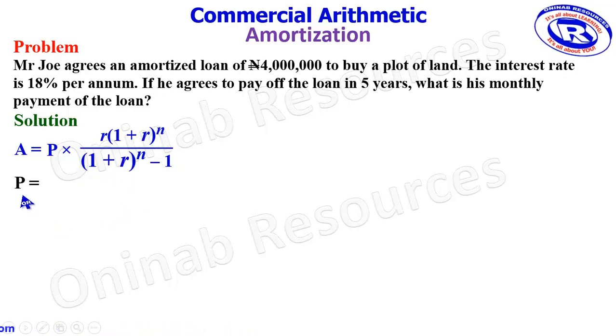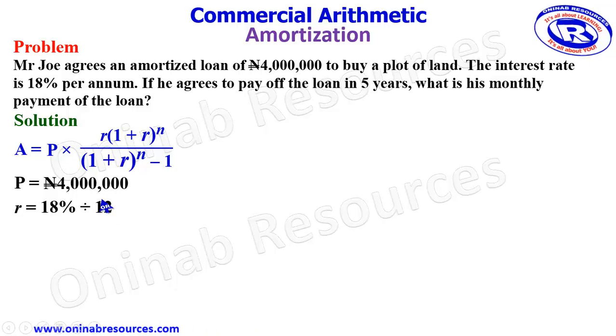So for our P, this is the total amount of the loan, which is 4 million naira. Then we have our R, that is the rate of interest per annum. But in this case, we are going to be doing it per month. Since it is 18% per annum, we are going to divide it by 12 since there are 12 months in a year. And as decimal, we have it as 0.015.